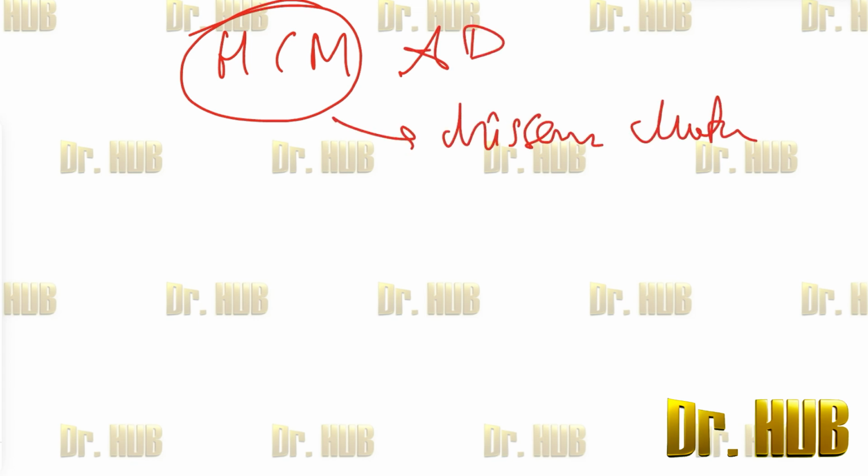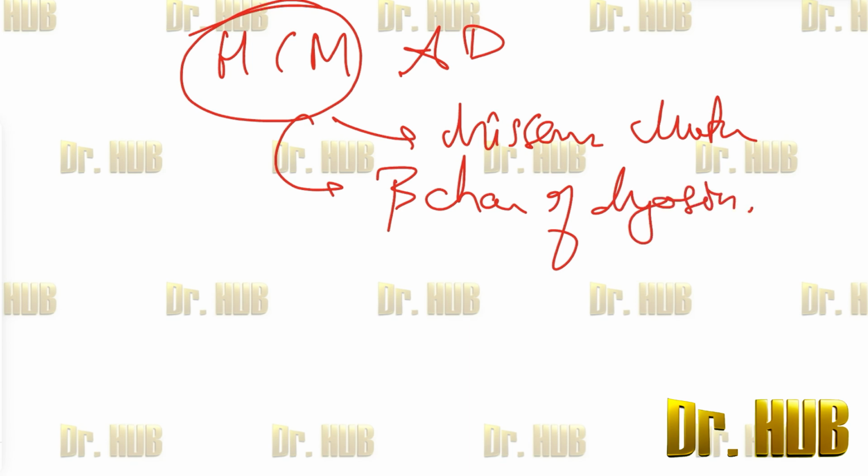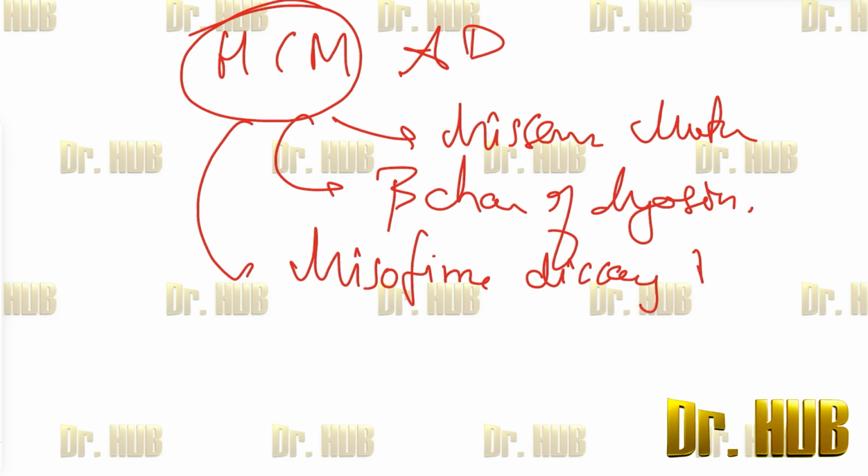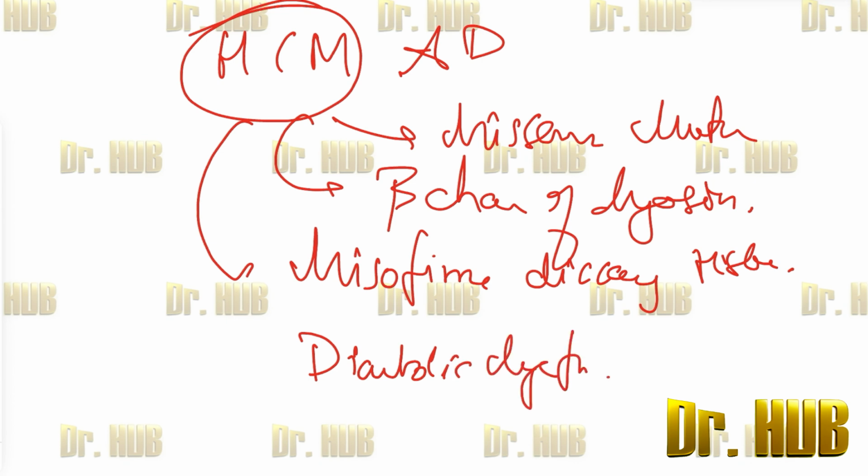Next, let's quickly highlight what HCM is. HCM stands for hypertrophic cardiomyopathy. It is an autosomal dominant disorder caused by a missense mutation. The most common mutation is in the beta chain of myosin. There is myofiber disarray on histology, and diastolic dysfunction is present.